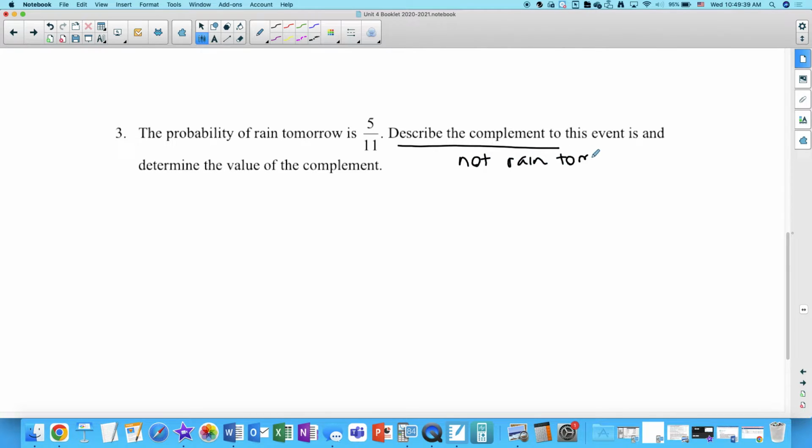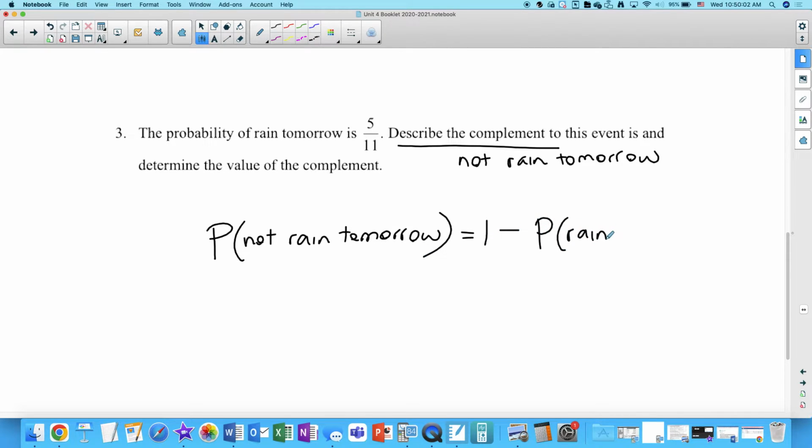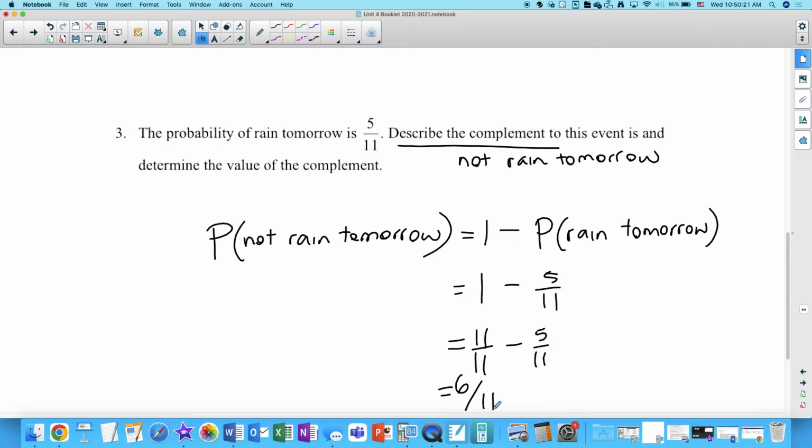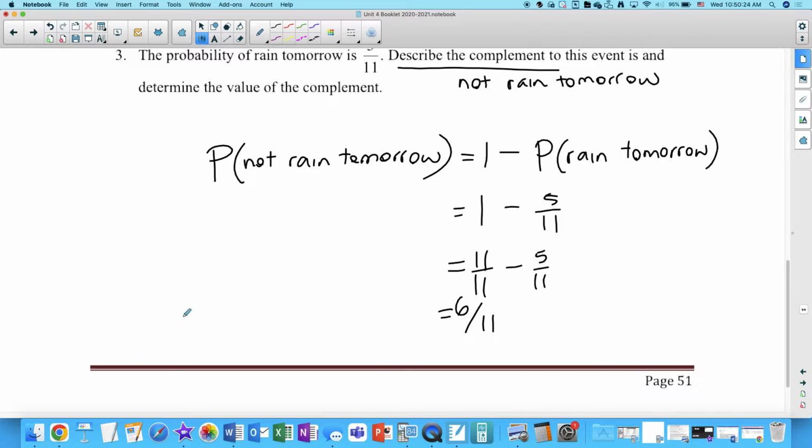Okay, what's the probability of not rain tomorrow? Yeah, P(not rain tomorrow). Well, if we know they have to add up to 1, P(not rain tomorrow) is going to be 1 minus the probability of rain tomorrow. Right, which is 1 minus 5 over 11. 1 is 11 over 11. So that's 6 over 11. Okay, so far so good. Pretty straightforward, hopefully.